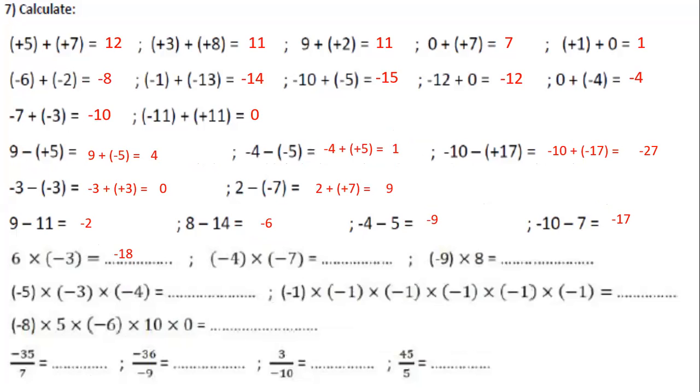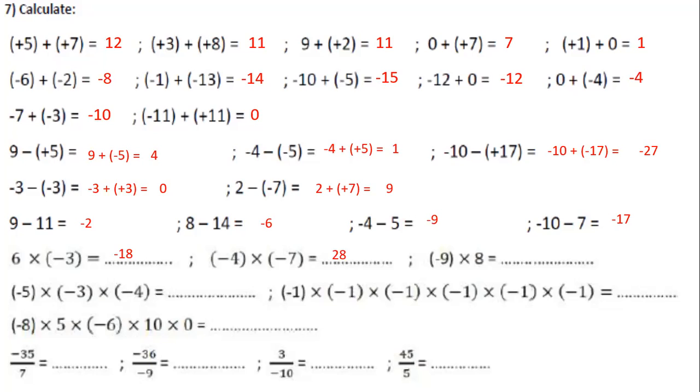Asil. Negative times negative is? Positive. 4 times 7 is? What is 4 times 7? Who knows? 28. So it is positive 28. Yalla, Taleen. Negative 9 times 8.